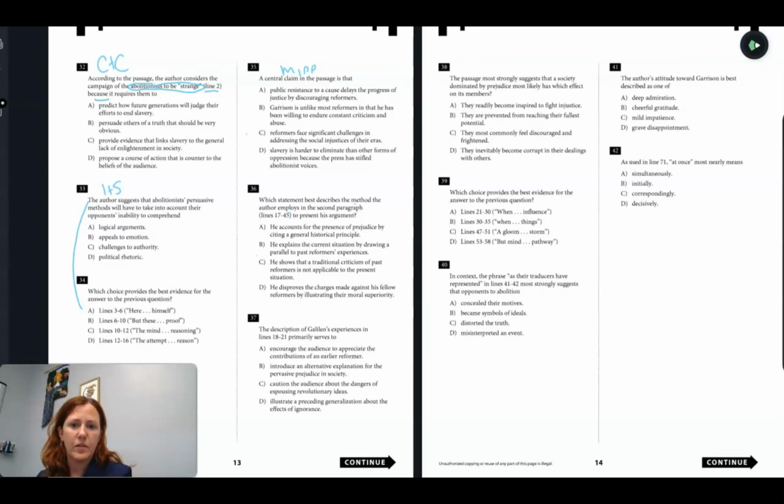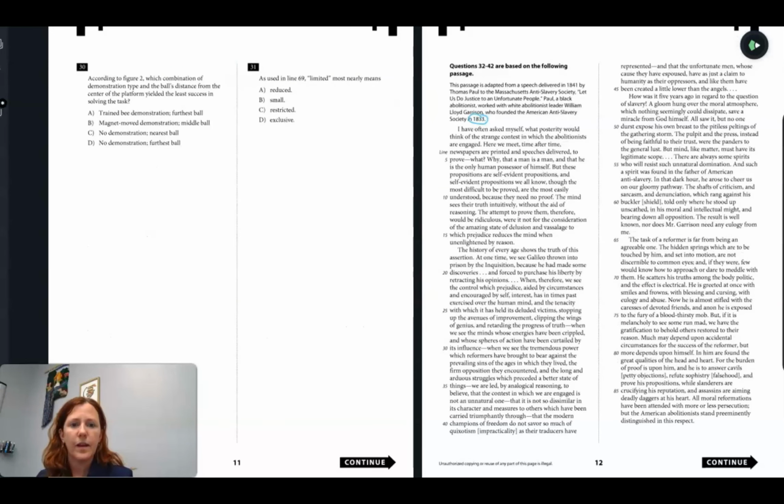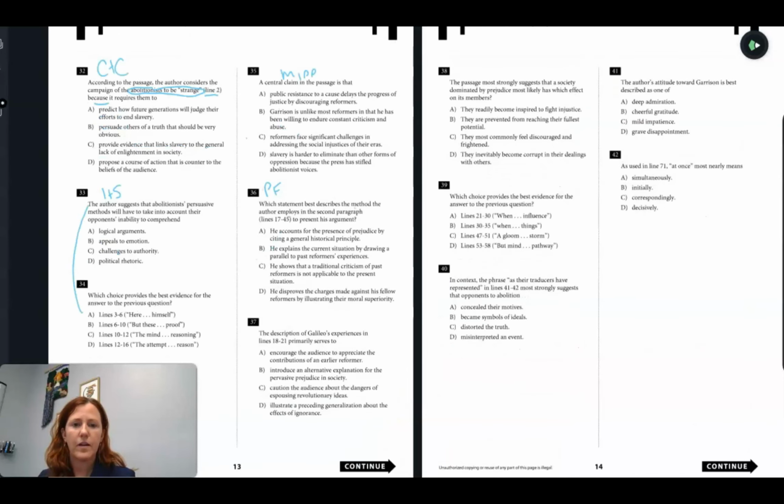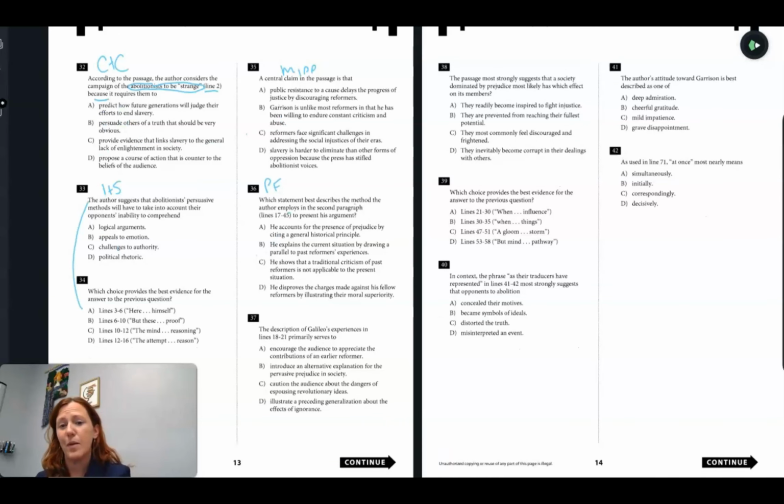The statement best describes the method the author employs, so between author employs and these line references, I can tell this is a purpose function question. I'm going to go to line 17 through 45 and go ahead and bracket those. Now, this is a big chunk. If on test day I'm already behind, I may use this as a sacrifice question, which means that I may preemptively choose B and then come back and double check if I have time.